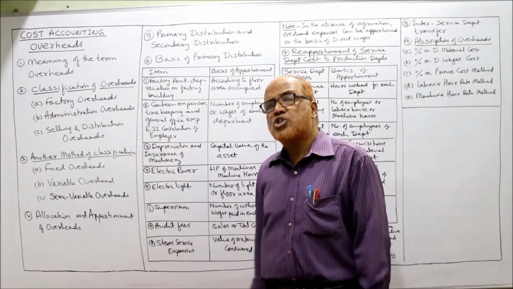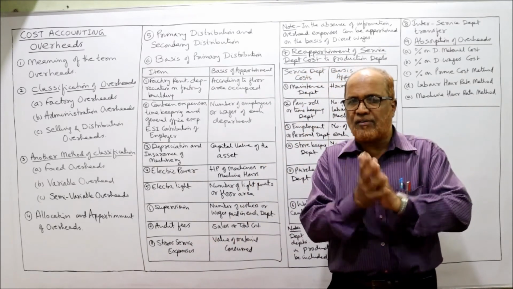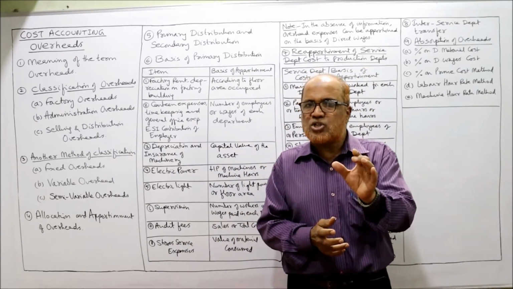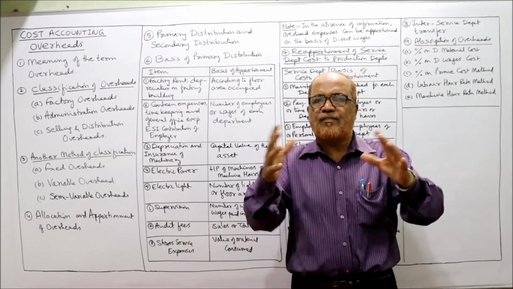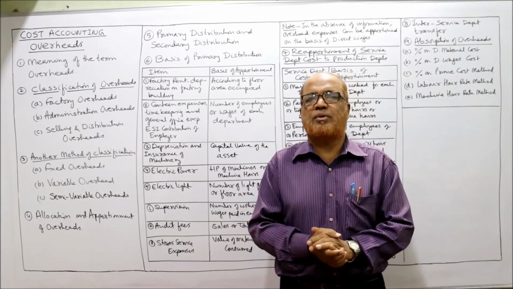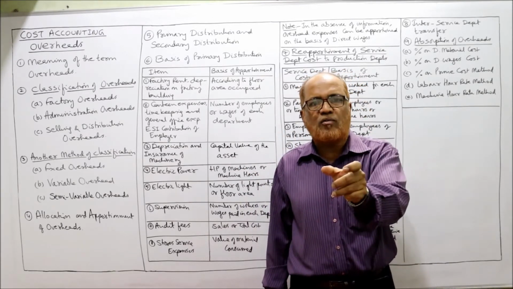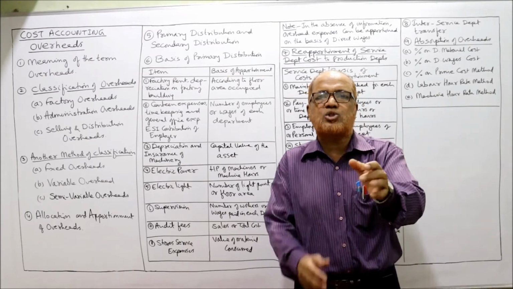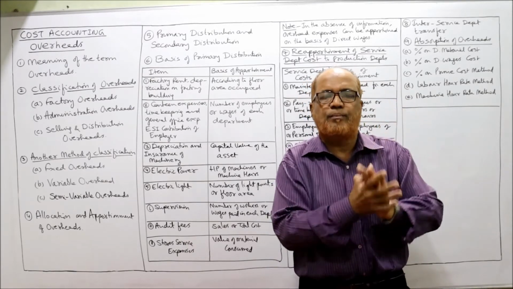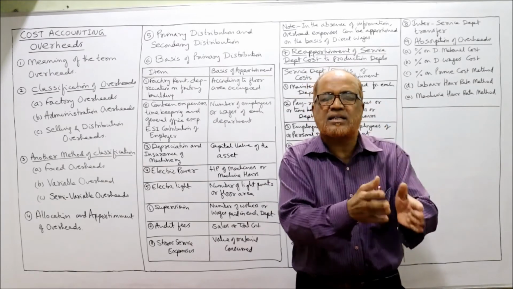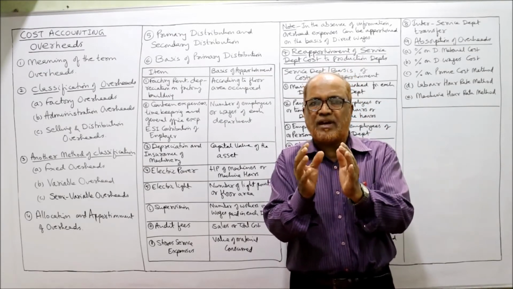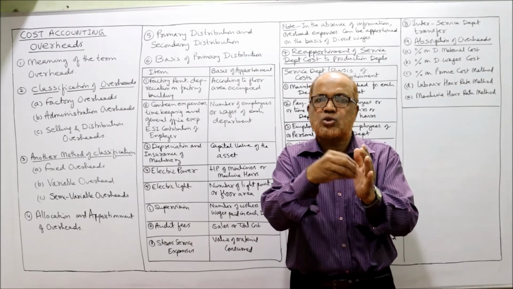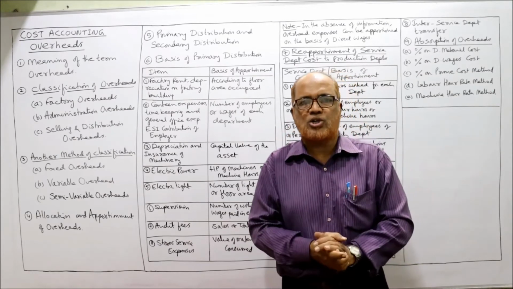We are concerned only with service department and production department, right? Now, allocation and apportionment. Listen carefully here. In examination, it will ask you what are the differences between allocation and apportionment of overheads. Allocation of overheads means specifically charging of overheads to a particular job or particular activity. Specifically charging of overheads to a particular job is called allocation.